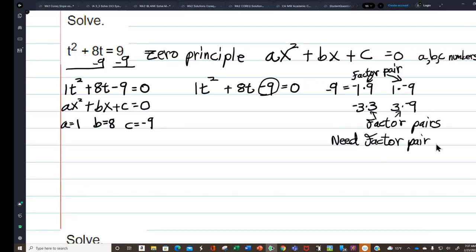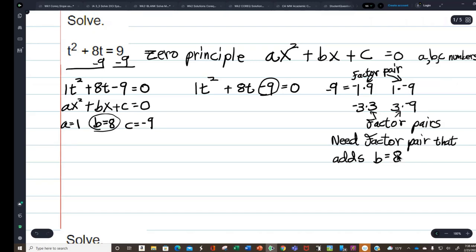That adds to the B number, and B is 8. So I look at each of these, negative 1 plus 9 is positive 8. That's what I need. But I could add all of them. 1 plus negative 9 is negative 8. Negative 3 plus 3 is 0. Oops, there's a boo-boo.